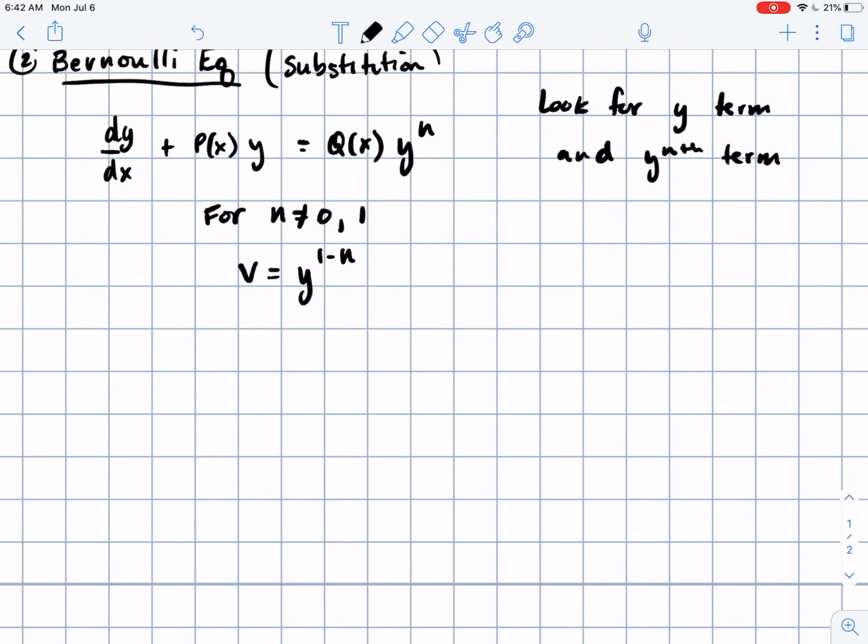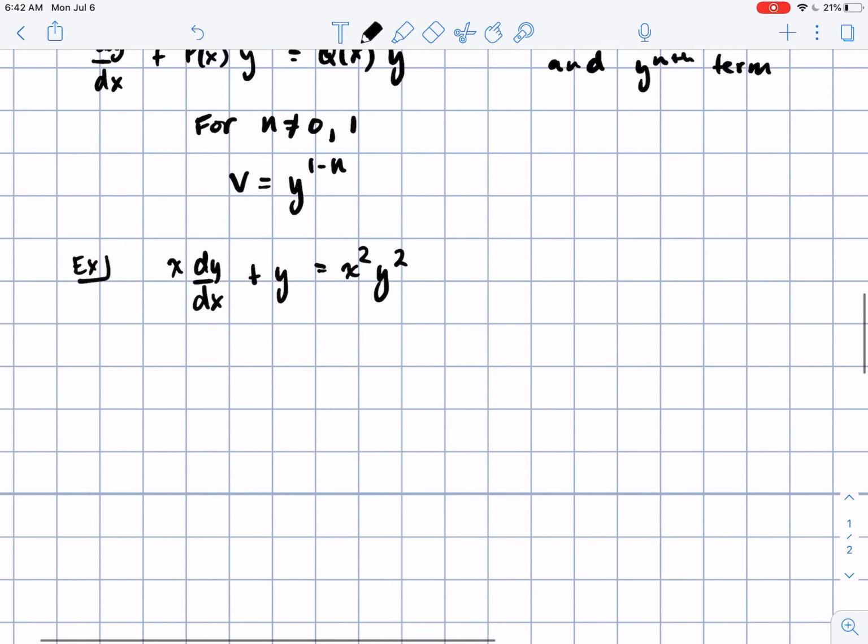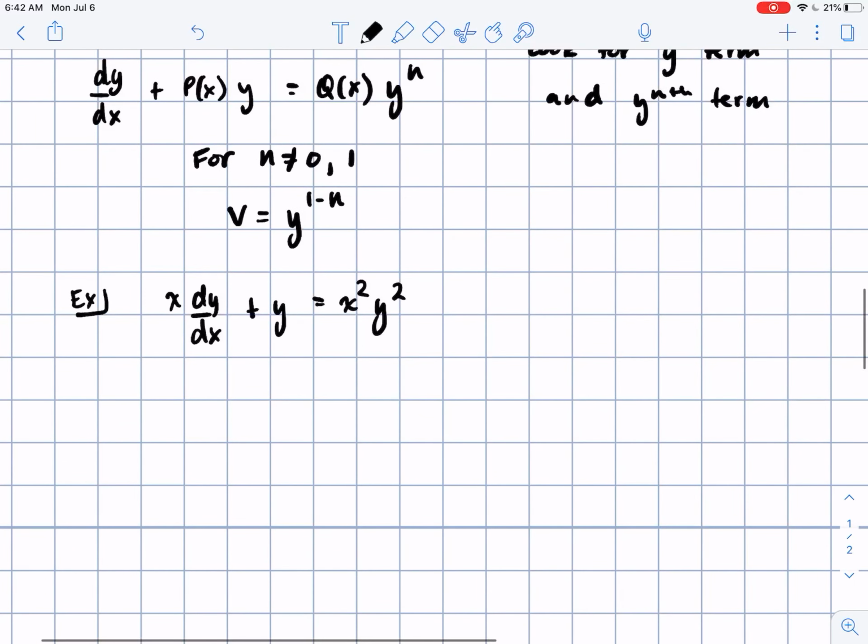Say we have x dy/dx plus y equals x squared y squared. So you have it look like this. We want to get it into that form that I have above. Can you get it to look like that Bernoulli equation?